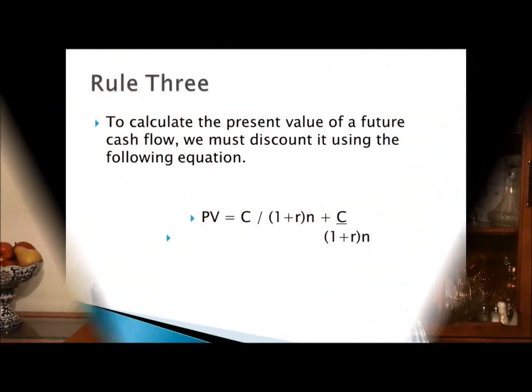And Rule 3, to calculate the present value of a future cash flow, we must discount it using the following equation. PV equals C divided by (1 plus R) to the N.